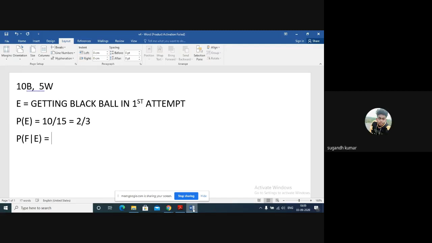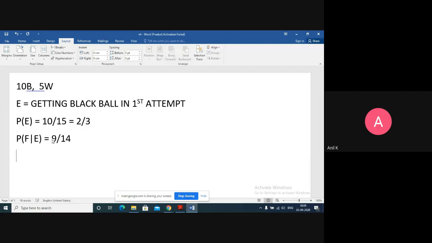It depends on what we have taken out. See here, E has already happened. That's what I am taking: the probability of F happening after E has happened. That means E already happened, which means my first ball is black only. So I'm not getting 9 balls, yes, 9 upon 14.